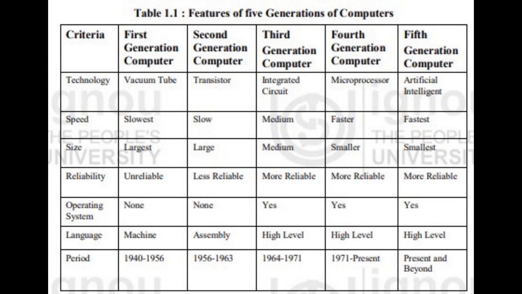Table 1.1 shows the comparative features of 5 generations of computers. Table 1.1, Features of 5 generations of computers. Look at the screen for table content.